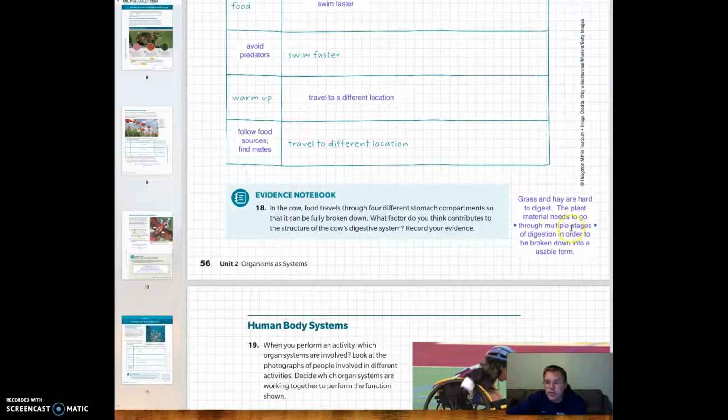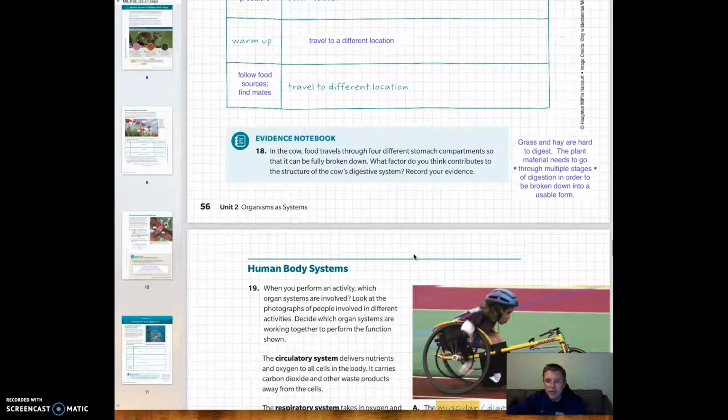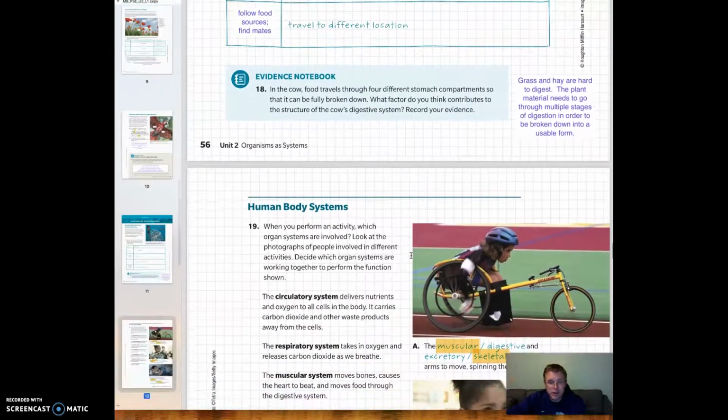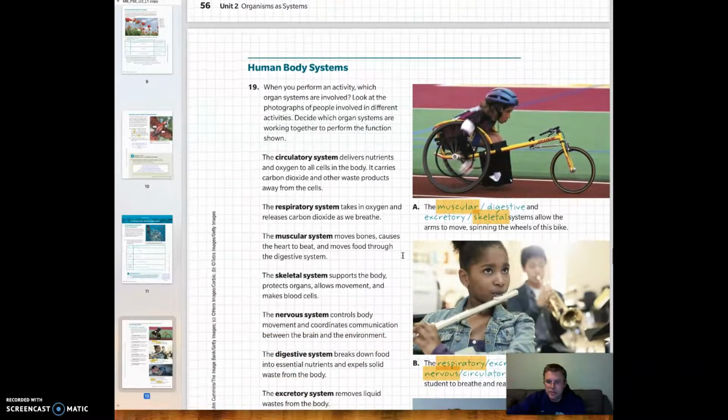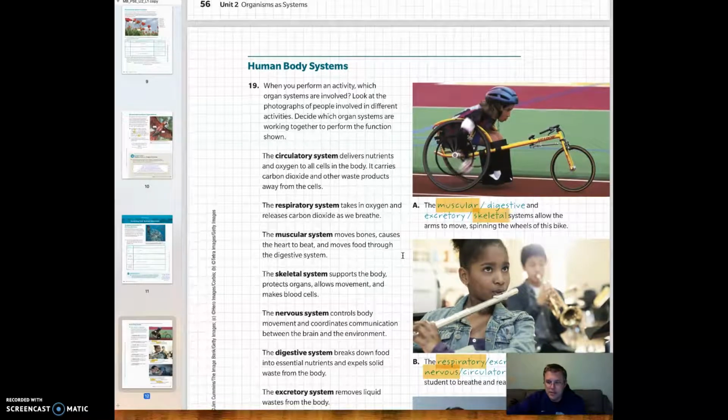These plant materials need to go through multiple stages of digestion in order to be broken down into a usable form. So yeah, if you've seen a cow chewing its cud, basically it has eaten some grass, swallowed it down once, brought it back up into its mouth, chewed it a little bit more, swallowed it again, and eventually that grass breaks down into a point where a cow can get sugars out of that, which is pretty cool that they can just eat grass and eventually turn into steak and hamburger in their muscles.